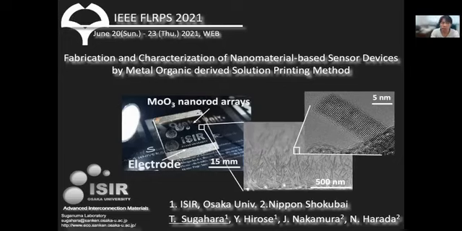Today, I would like to talk about fabrication and characterization of nanomaterial-based sensor devices by the metal organic derived solution treating method. This slide is showing the photo figures of the sensor device and SEM and TEM images of the molybdenum oxide nanorod of the devices. You can see that the nanorods are almost single crystal. Today, I will talk about this kind of oxide nanostructure synthesis by the MOD method and making a gas sensor device to evaluate their gas sensing property.